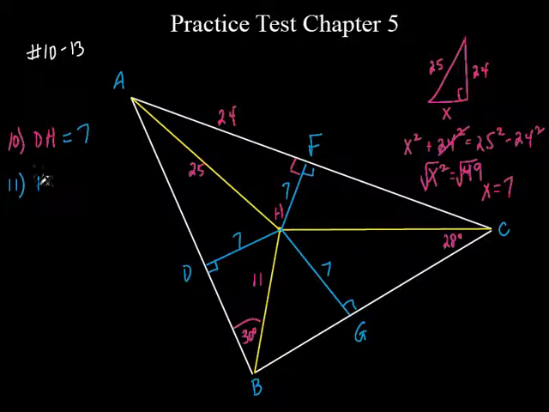Number 11 is BD. BD equals whatever. All right, so let's find BD. Well, look at this. I've got another triangle down here, don't I? And it's not just any old triangle. It's a right triangle. Now look at this. I know this side is 11. I know this side is 7. Guess what I'm going to do to find DB or BD? Do the Pythagorean Theorem again, right?